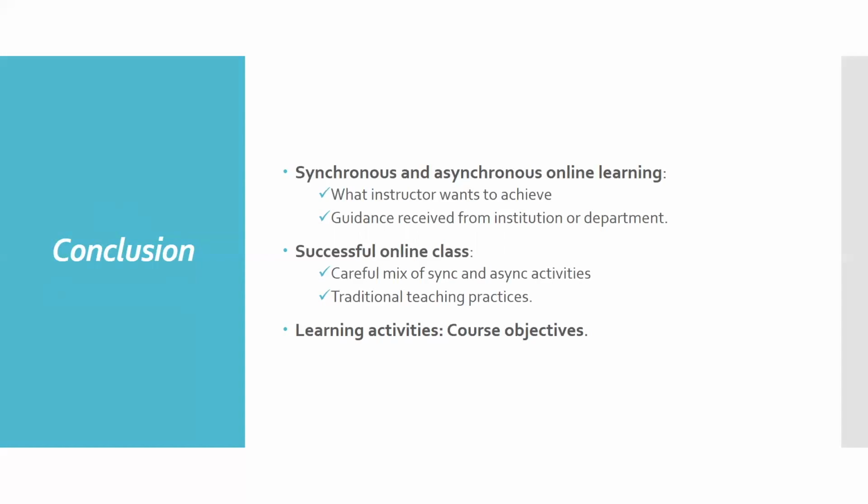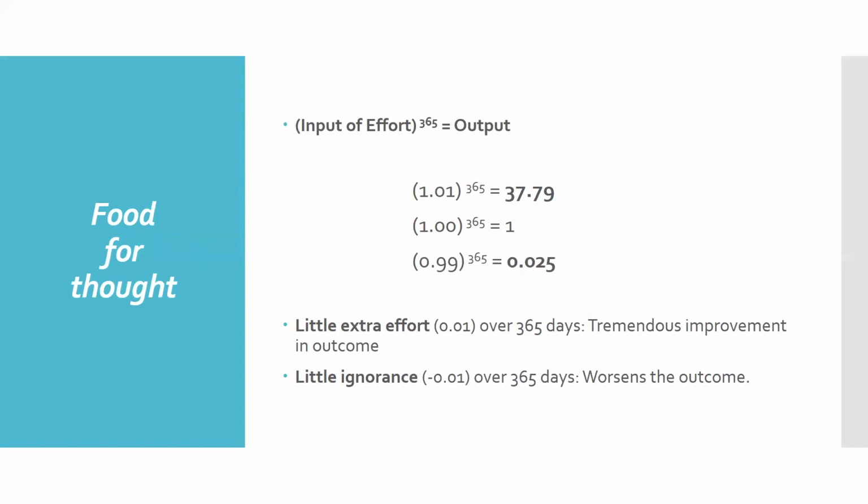Last but not the least, I would like to give you a food for thought. The equation states that the level of output is dependent on the level of input of your efforts over 365 days in a year. Here, you can see how a little extra effort, that is 0.01 over 365 days, leads to a tremendous improvement in the outcome, while just a little ignorance, that is minus 0.01 on our part over 365 days, worsens the outcome. I request you all to think over it.